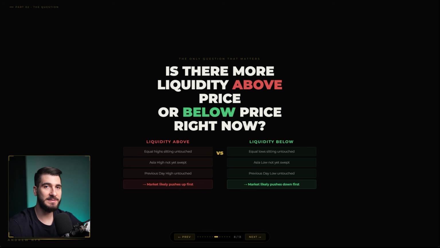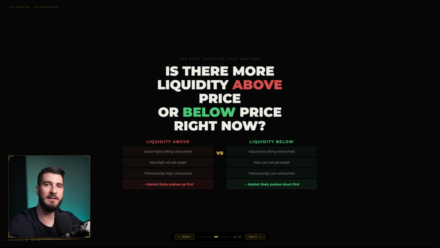The question I am always asking is simple. Is there more liquidity above price or below price right now? If there are equal highs sitting above me, if there is an untapped Asia high, if the previous day high has not been touched, that is liquidity above.